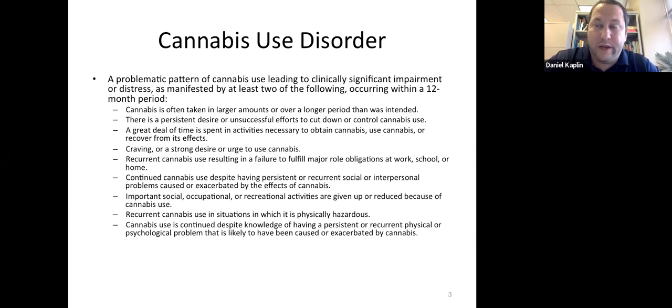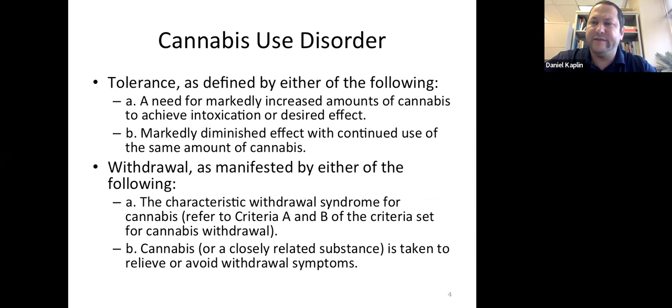Now, I listed a whole bunch. You don't need all of them. You just need a minimum of 2. But here we go. We also have to have some form of tolerance. Tolerance is marked by either needing more of the drug to get a previously acquired high, or, if you don't up the drug, a diminished effect with the same amount of cannabis. Withdrawal can occur in the form of actual withdrawal, the effects of coming off of cannabis, or smoking to avoid coming off of cannabis, right? So these are your criteria.